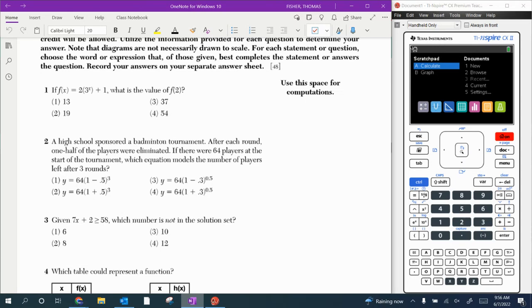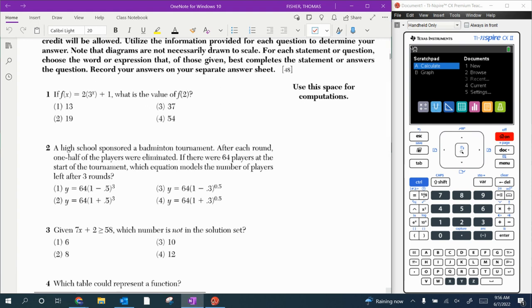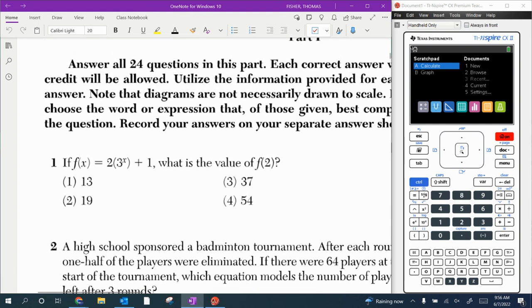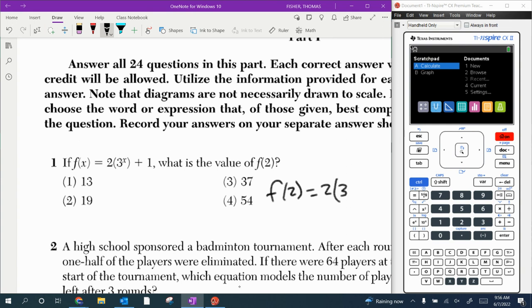We're looking at the January 2020 Regents exam in Algebra 1. So first question here, if f of x equals 2 times 3 to the x plus 1, what is f of 2? So we really just want to plug in what 2 is into the function. So the input is 2 in for x. So f of 2 represents 2 times 3 to the second plus 1. So I took out x, I just made it equal to 2.